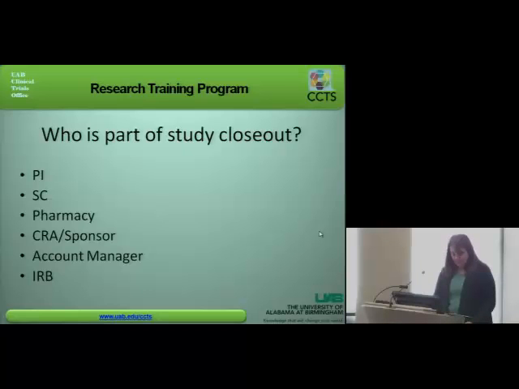He or she is going to be the main liaison for the closeout activities. Your pharmacy, in some situations, will be involved in the closeout process. Your CRA and sponsor, your account manager. In a lot of cases, this may also be the study coordinator. The main responsibility during this process is to ensure that all money has been collected from the sponsor. Also, your pharmacy will do the final drug accountability and the IRB.